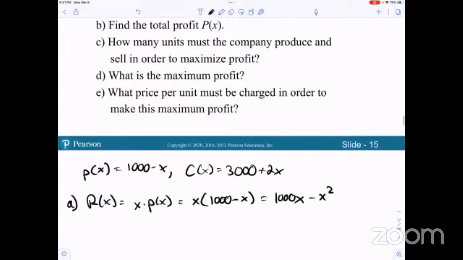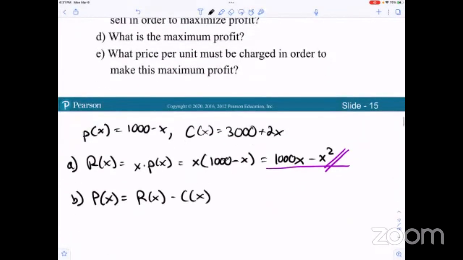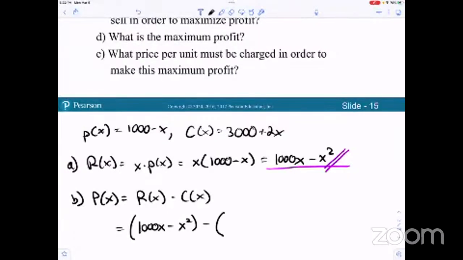Then we're asked to find the total profit. In business, profit is revenue minus costs. So for B, our profit function, capital P of X, is the revenue function minus the cost function. Revenue was 1,000X minus X squared. The cost function was 3,000 plus 2X.